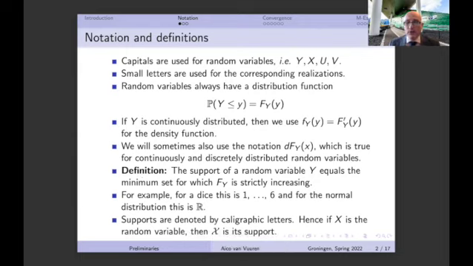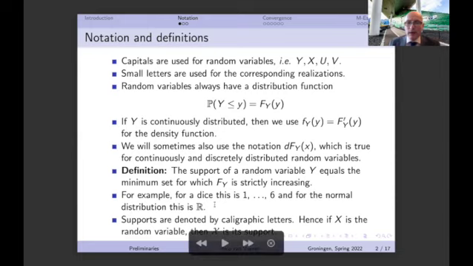First of all, I'm going to look at the support. The support of a random variable Y equals the minimum set for which F_Y is strictly increasing. So that means that it's actually nothing else than the union of intervals and support points for which the distribution function is strictly increasing. At the moment that we have a discretely distributed random variable, then the support is actually nothing else than the union of all the support points.